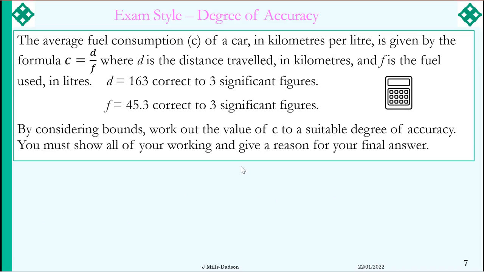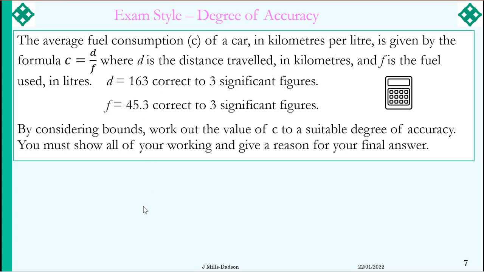Now, this is a typical exam style question. We call it degree of accuracy, which students get confused about. Just to sum up, for this question, you have to work out both the lower boundary and the upper boundary and line up your answer and see at what point an approximation will give you the same value. So let's see what we do here.